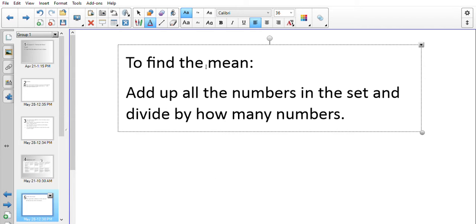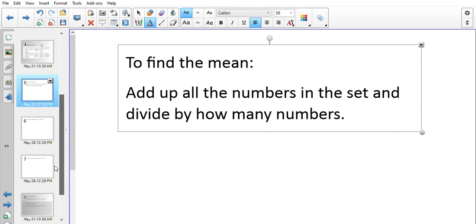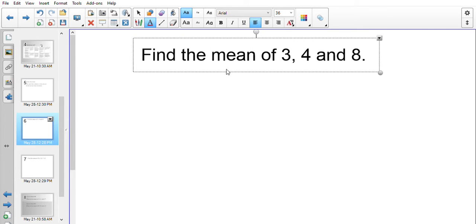So to remember, and we learned this from our definition, to find the mean, we're going to add up all the numbers in the set and divide by how many numbers there are. Okay, we're going to do a couple of examples of this, so don't worry. It's 2 steps. We're going to add, then we're going to divide. The only trick is figuring out what we're going to divide by, but let me tell you, it's super easy. So, for this first one, we're going to find the mean of 3, 4, and 8.